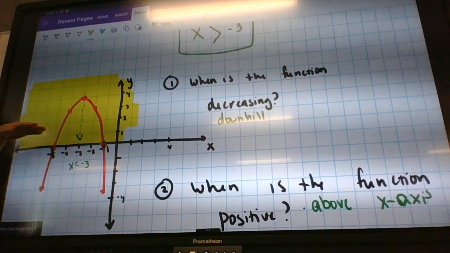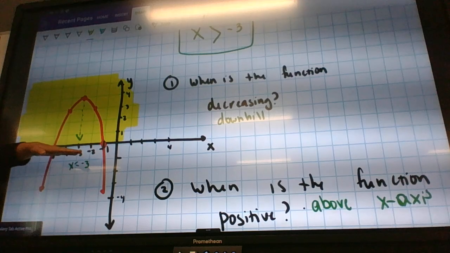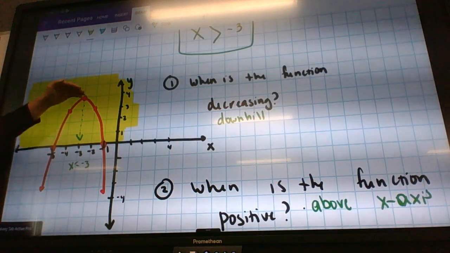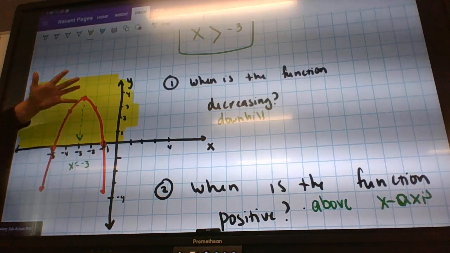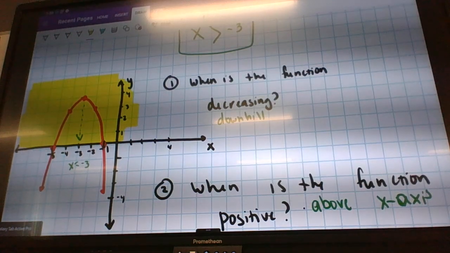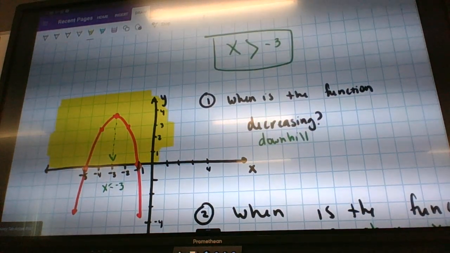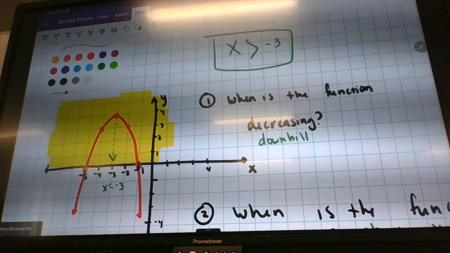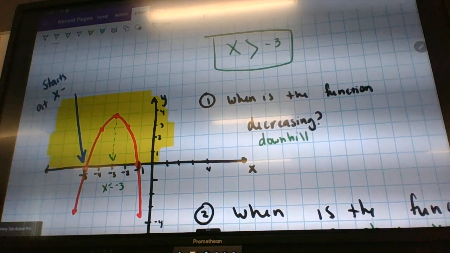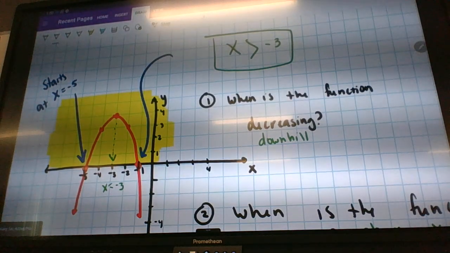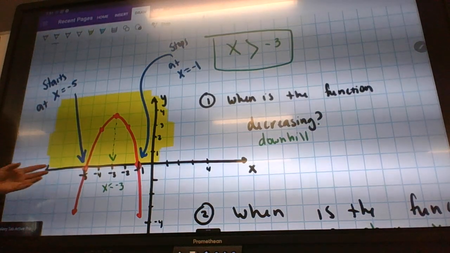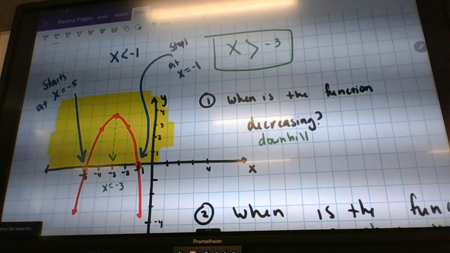So guys, look. It's positive everywhere I highlighted. It's not pertaining to negative 3. This is increasing. This is decreasing. Up here is positive. Down here is negative. Where is this red line positive? When I look at this red line, I can see that it starts becoming positive at x equals negative 5, and it stops being positive at x equals negative 1. So it is positive everywhere in between negative 5 and negative 1.